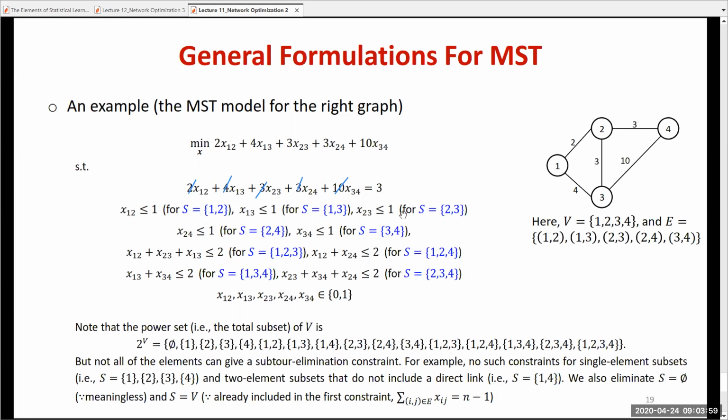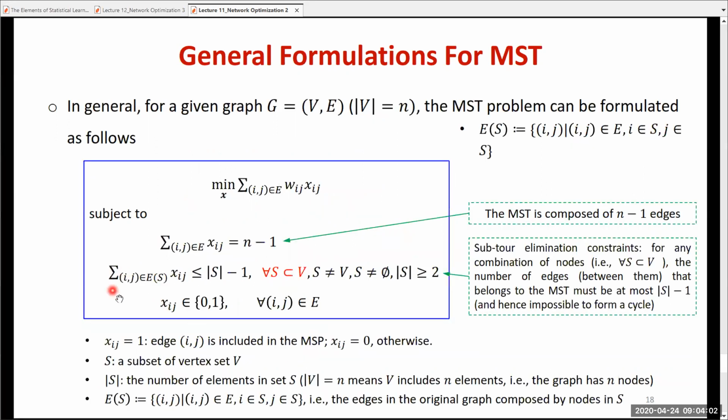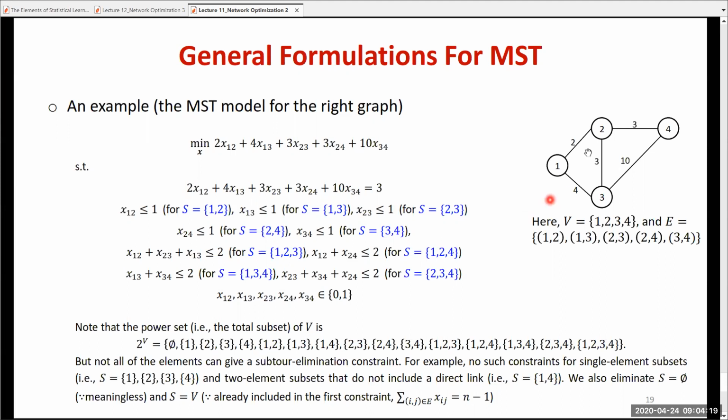Okay. And after it, it's going to be the main constraint, which is for any subset S in V, where S is not equal to V, S is not equal to the empty set, and the cardinality of S is at least 2. What does it really mean? Let's have a look. The power set means all the combinations of all subsets of V. In total, I should have 16.